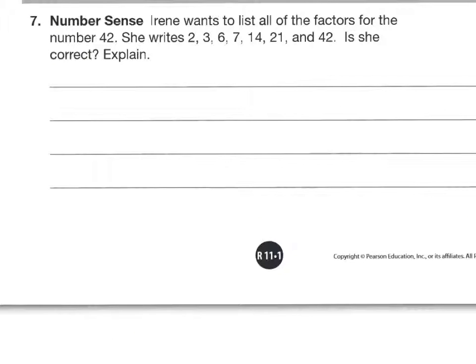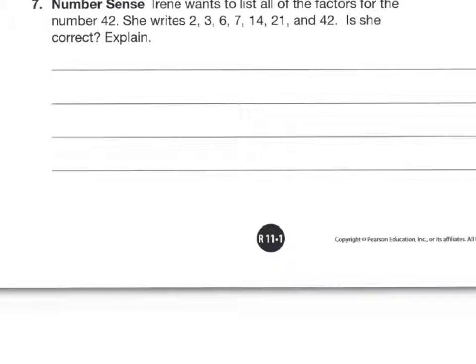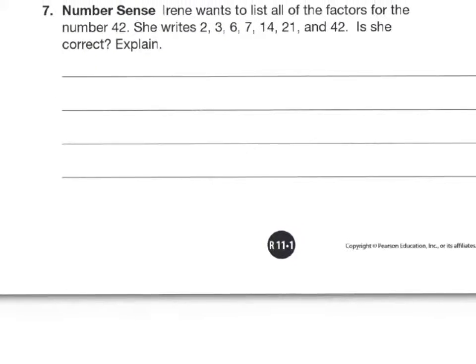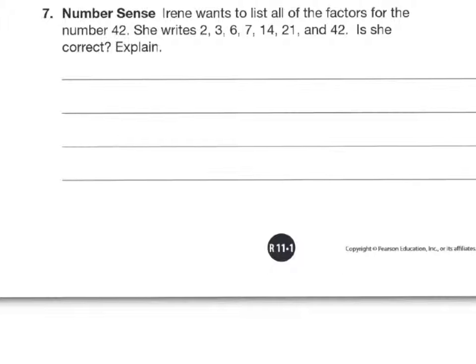Number 7, number sense. Irene wants to list all of the factors for the number 42. She writes 2, 3, 6, 7, 14, 21, and 42. Is she correct? Explain. Alright, so what we want to do here, I would ignore everything but the factors of 42. You don't need to know any of this yet, because what you want to do is find the factors of 42.